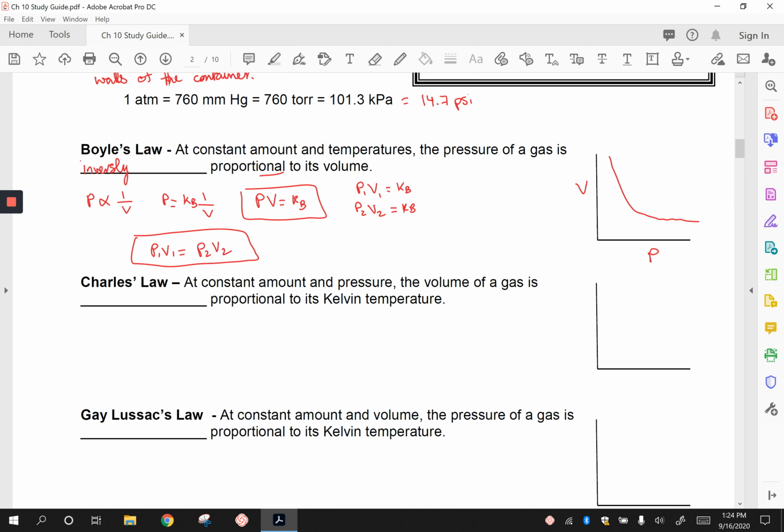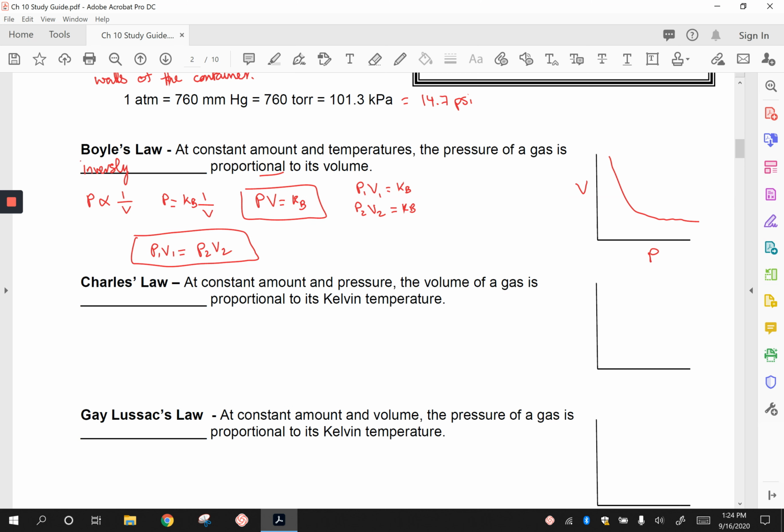Let's look at Charles' law. So Charles' law, you keep the amount and the pressure constant, and you look at the volume and the temperature relationship. If you remember last year, we put some ivory soap in the microwave. The ivory soap had some pockets of gas in it, pockets of air, and so when we heated it up, increased the temperature, it took up more volume. The soap kind of grew bigger, right? And so this is a direct relationship.